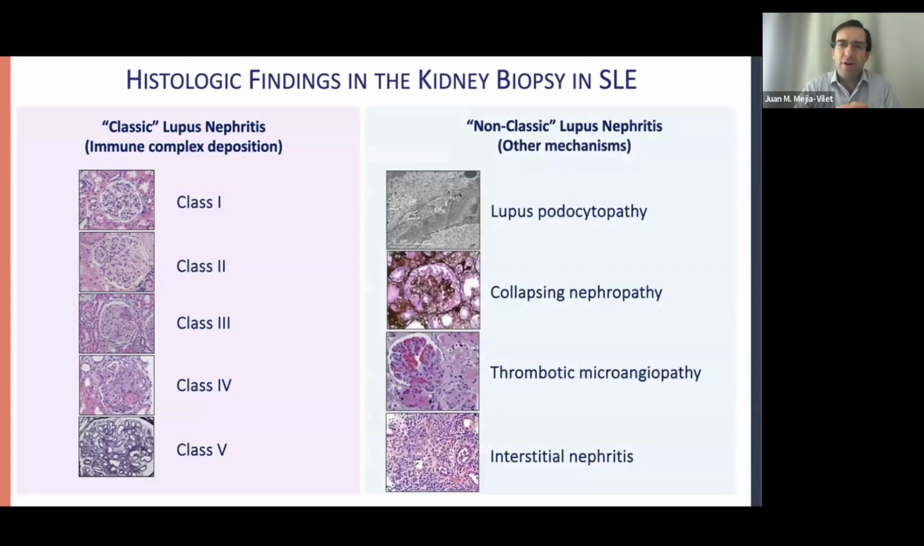But as you also know, there are some other forms of affection of the kidneys in systemic lupus erythematosus. And these are what I will call the non-classic lupus nephritis, and includes lupus podocytopathy, collapsing nephropathy, thrombotic microangiopathy, and interstitial nephritis. So let me give you 3 points about the use of the kidney biopsy that I believe are important.